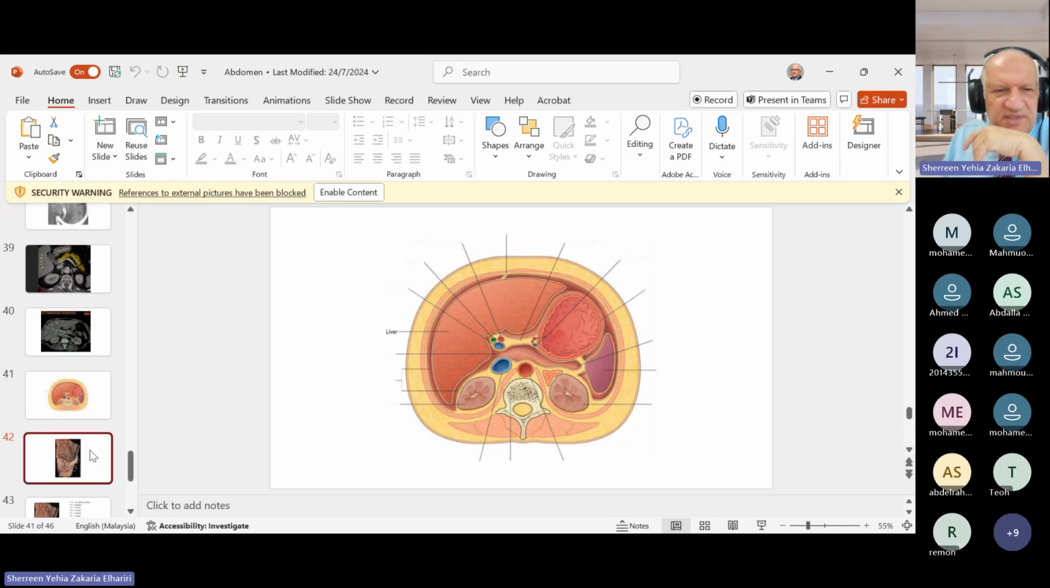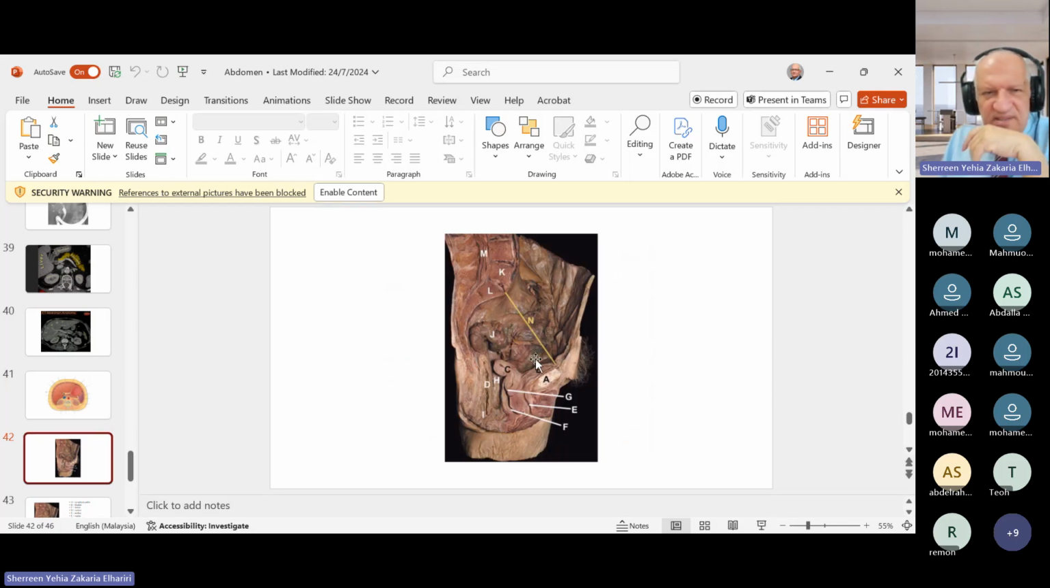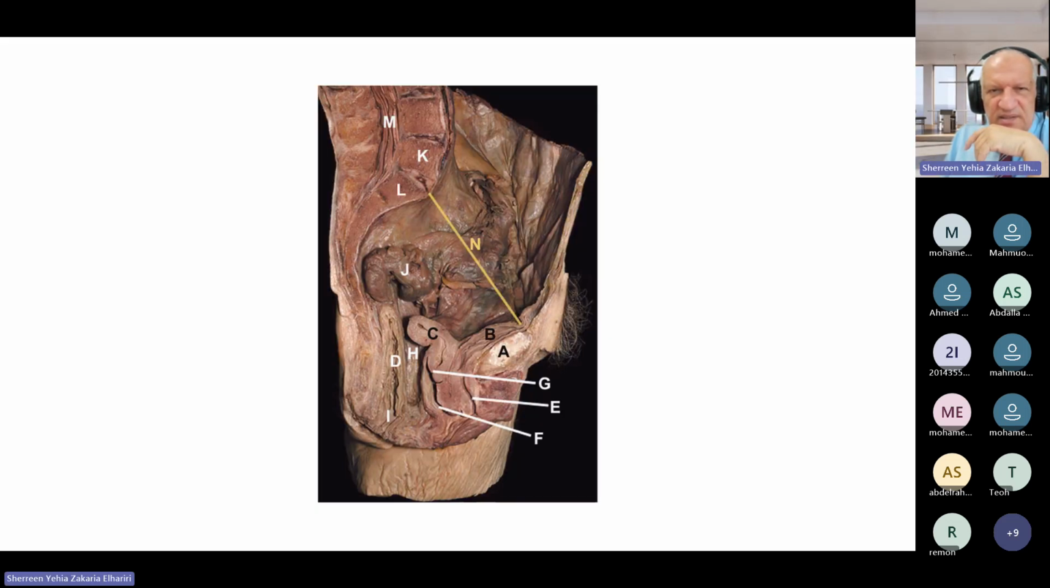Okay, so back to the exam. This is a pelvis. We're about to finish, but I make it bigger. Okay, so apart from Dr. Abdurrahman, anyone ready to answer?